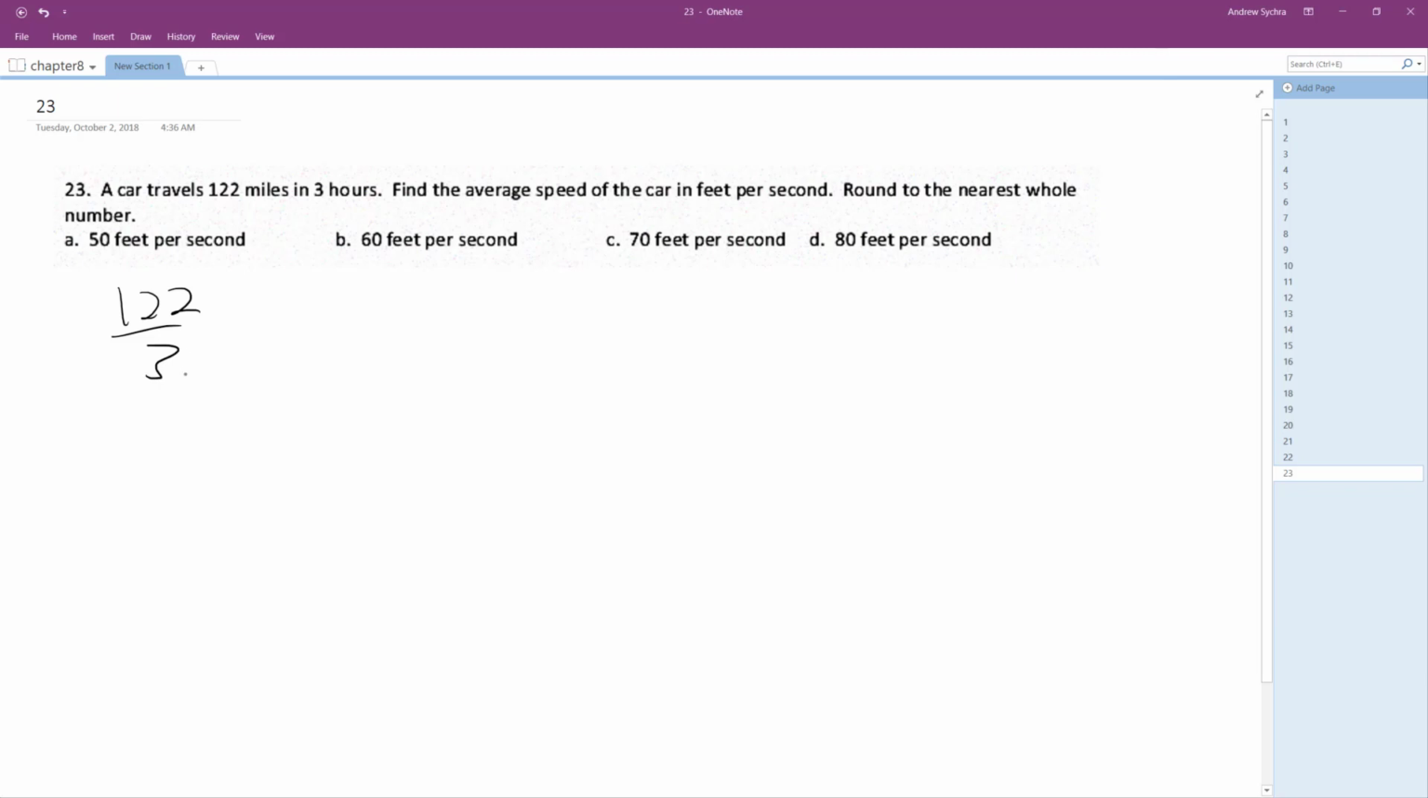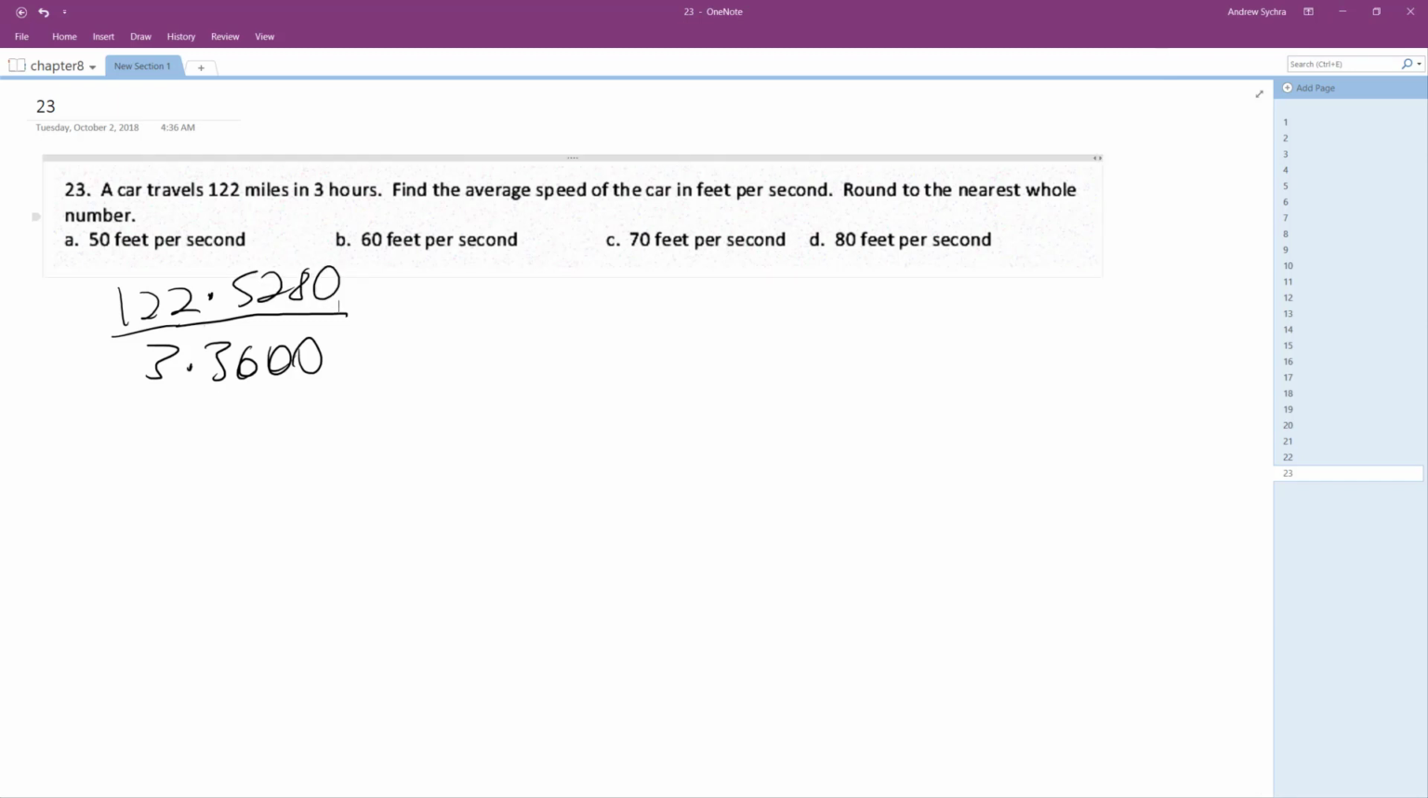So, I know that 3 hours converts to 3 times 3,600 seconds. 122 miles converts into 5,280 feet. So, we'll do this. That way we don't do any kind of crazy rounding before we get our final answer. 3 times 3,600.